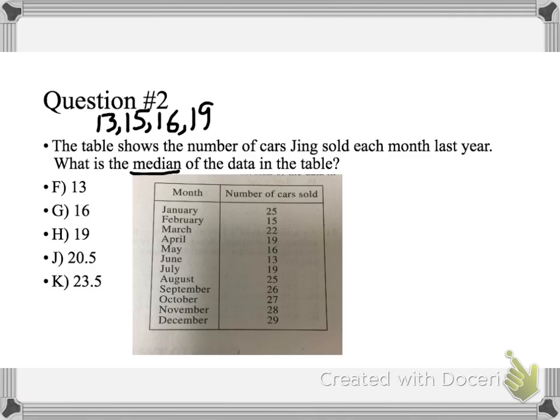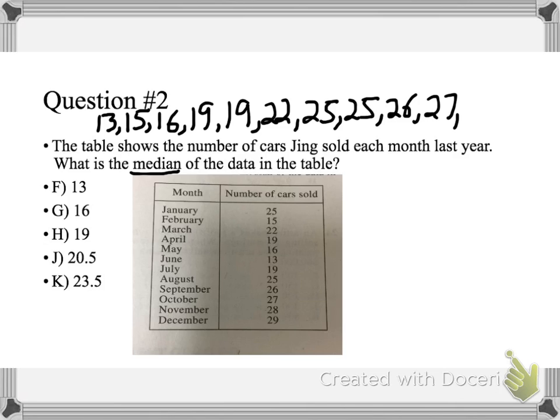I see 2 number 19s, a 22, a 25, another 25, a 26, 27, 28, and a 29. Alright, so again with median we want to put them from smallest to largest. Now our middle two values are 22 and 25. So basically our median has to be in between those two numbers. So we're looking for a number that's between 22 and 25, and the only answer choice we have is K. So K would have to be our median value.